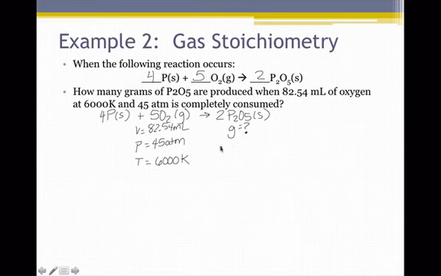Okay, so in this one, I'm going to have to do PV equals nRT first, because what I'm going to solve for are my moles of oxygen, and then I can use stoichiometry to make my way to grams of the diphosphorus pentoxide. So the first thing I want to do is PV equals nRT.